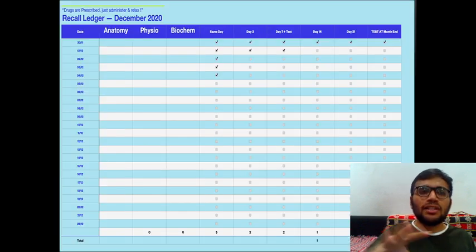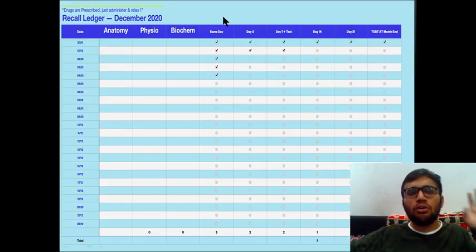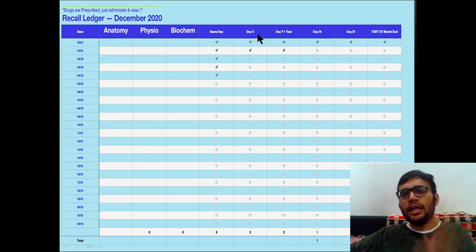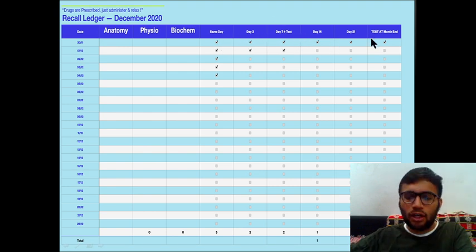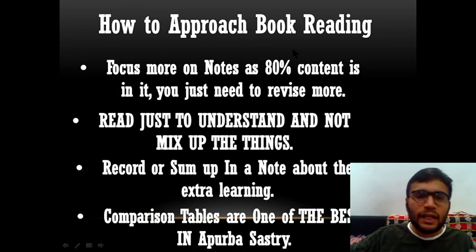Now this is the recall ledger I am talking about. You need to revise the bacteria on the same day, day 3, day 7, 14 and 21. Now let's see how to approach book reading.